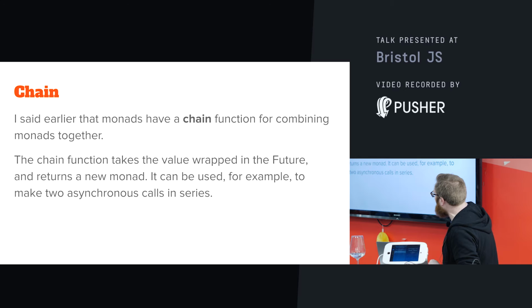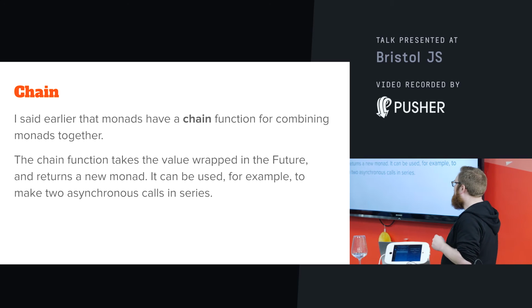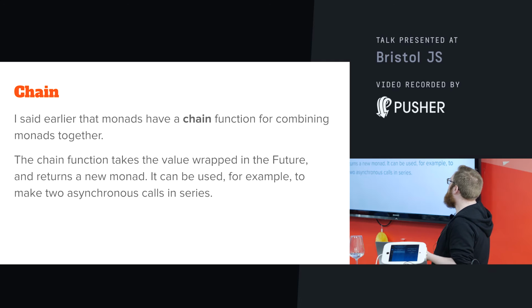So, come back to the whole monad thing, unfortunately. It was only a matter of time. So I said that monads have a chain function for combining with other monads. So in the case of features, the chain function will take the value wrapped up in your feature. So maybe you've got the number 2 in there, like we've had a couple of times. But it must return a new monad.